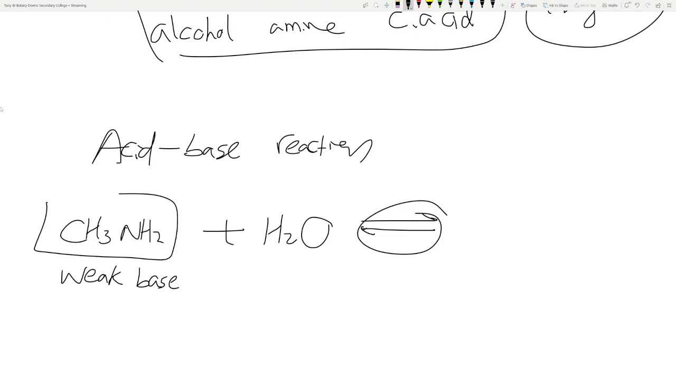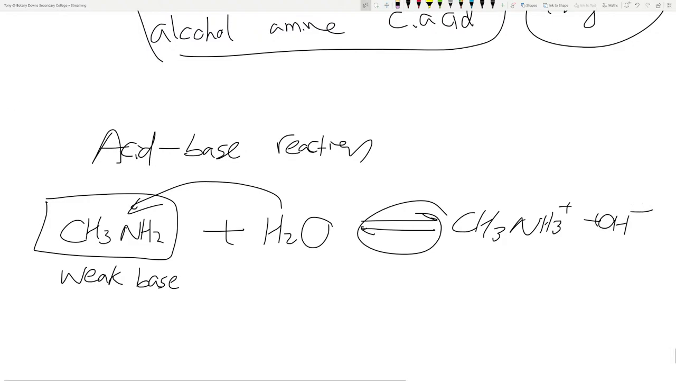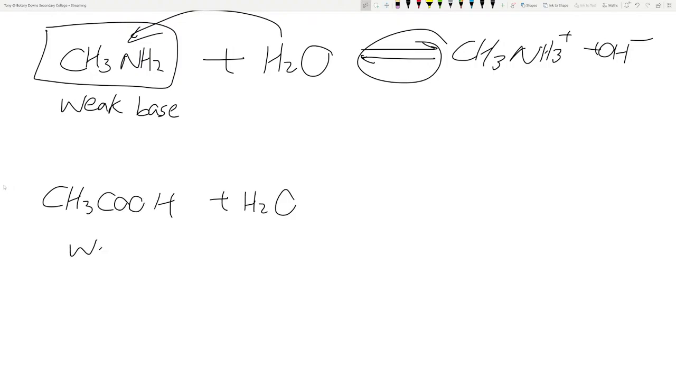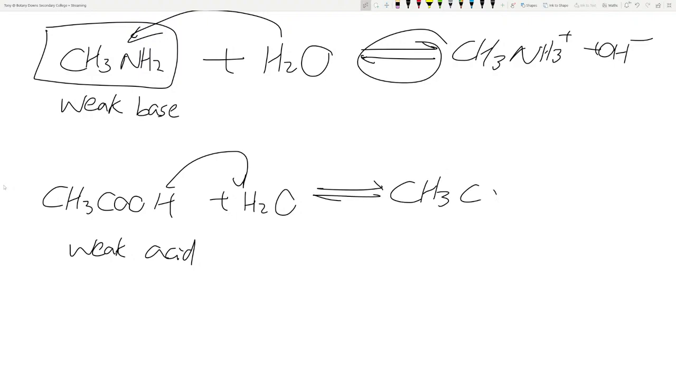So amine is a weak base. What do weak bases do? They accept another proton, so they become CH3NH3+ plus OH minus. That's what they do as a base. If you think about CH3COOH as a carboxylic acid, this is a weak acid. What it does is donate the H to water. Again, this is 2.6 stuff. COO minus plus H3O plus.